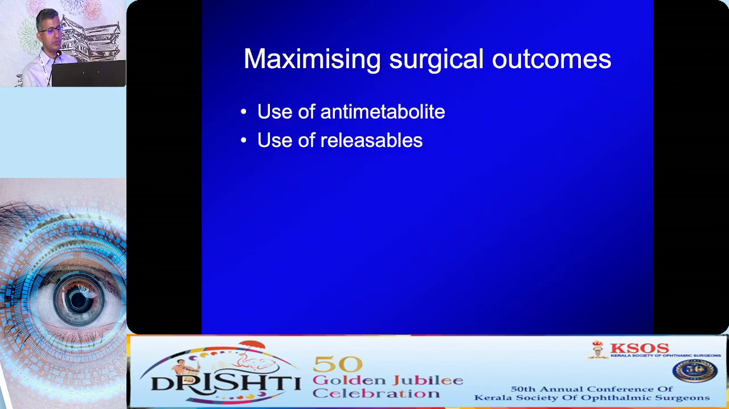So when you want to maximize your surgical outcomes, the use of antimetabolites and the use of releasables are critical to this, because one helps with the healing, the other helps with the titration of flow. And both are critical steps in trabeculectomy surgery, as with everything else.